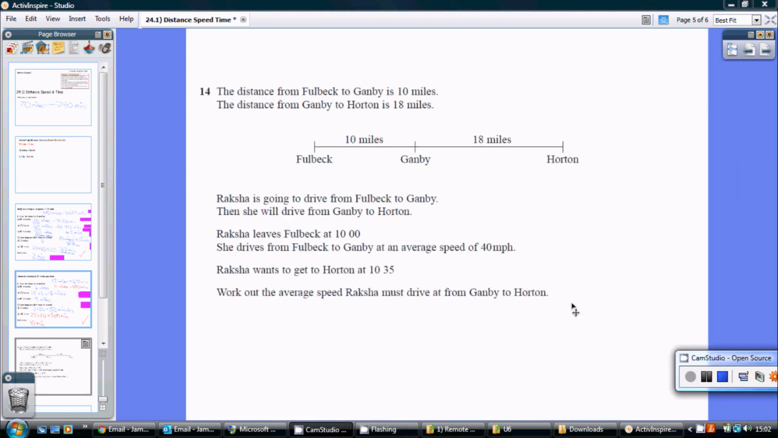So a step up in difficulty here, but I want you to try and answer this again just by using the proportions, okay? That's 10 miles, that's 18 miles. The second you are given a speed, remember that's 40 miles in 60 minutes. So good luck, pause the video and see how you get on.